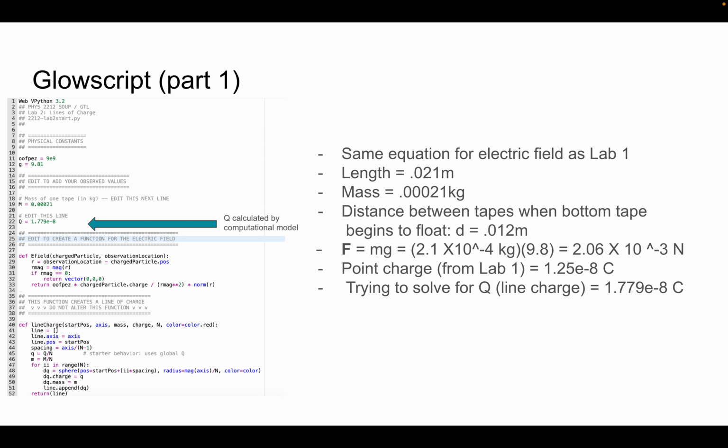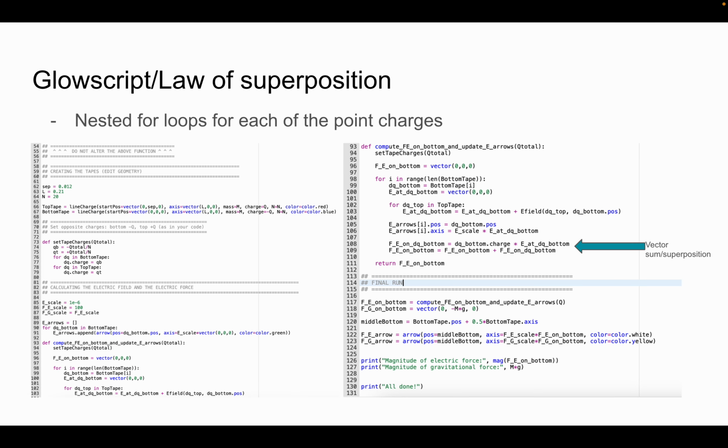Okay, this is the GlowScript code. We were given a starter code for this lab and told to revamp it to represent our data. So I input my constants, length, mass, distance, all from Lab 1. And as you can see, the Q, which I had to edit that line, I got to be 1.779e-8. And I will show an image of why that was my charge in a moment.